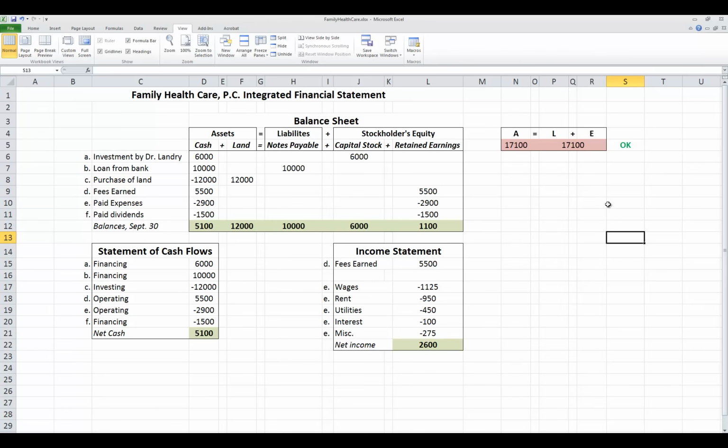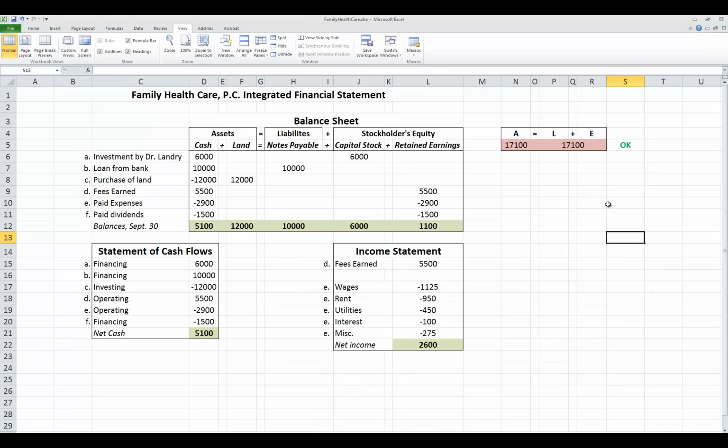Now, in the income statement, we're starting out with the fees that Dr. Landry earned, which was $5,500. And then the cost of generating those fees involved people's wages. So maybe a receptionist at the office or some sort of medical assistant. That added up to $1,125. He had to pay the rent where he's doing his practice, which was $950. Utilities, interest on that loan, and some miscellaneous expenses like postage and office supplies and paper and stuff like that. So in the end, the net income was $2,600.